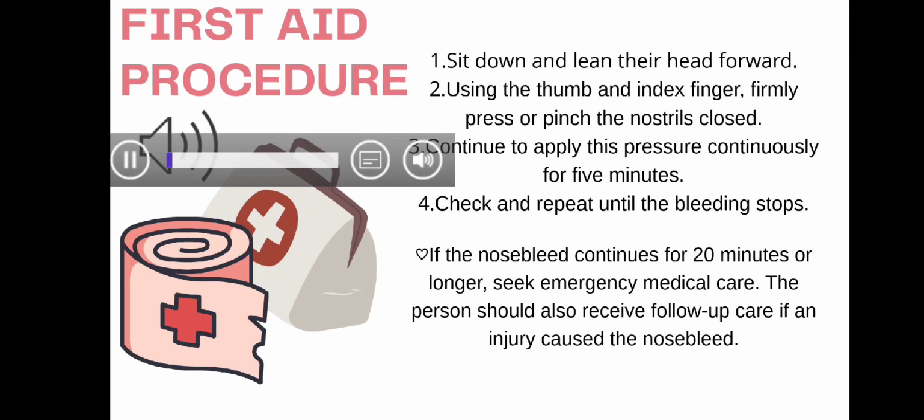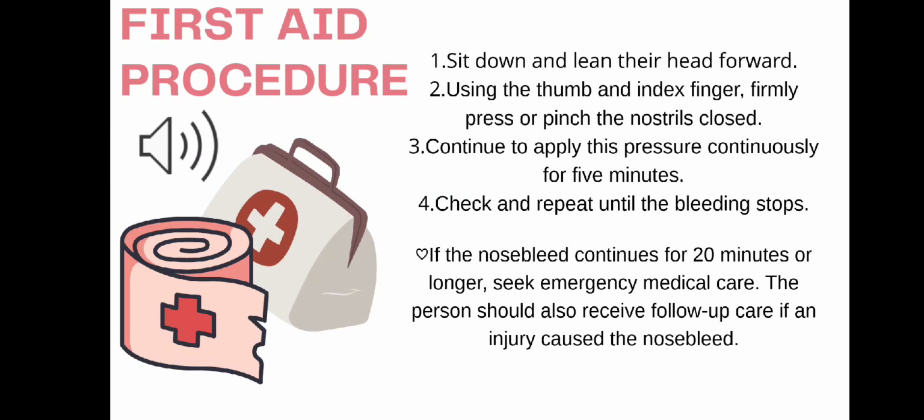This is the step-by-step procedure on how to administer first aid on nosebleed. First is to sit down and lean your head forward. Second, using your thumb and index finger, firmly press or pinch the nostrils closed. Third, continue to apply this pressure continuously for 5 minutes. Check and repeat until the bleeding stops.